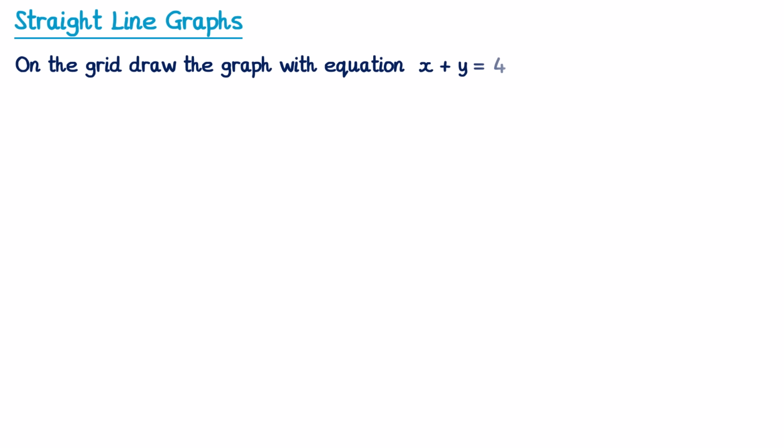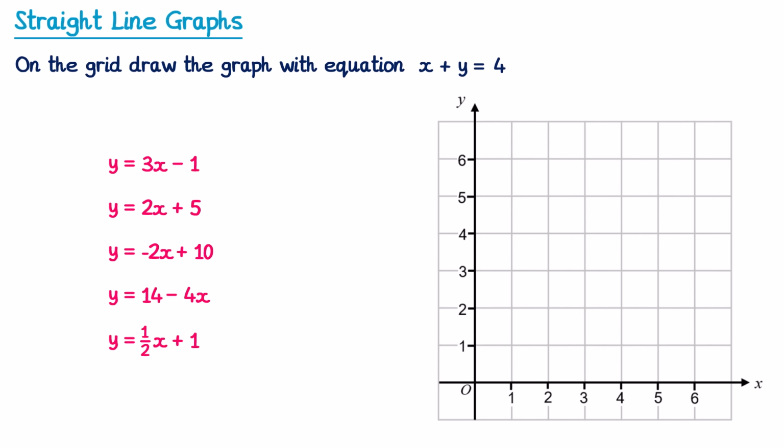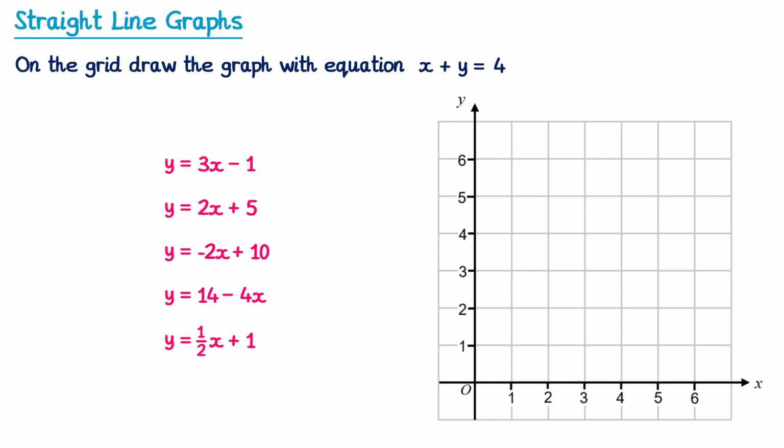For the final part of this video, we're going to look at how you draw some graphs that are in a slightly different format. So let's have a look at the graph with equation x plus y equals 4. If we look at the graphs we've drawn so far in this video, you can see they have something in common. They all start with y equals. That's different to the graph we're going to draw. Our graph is x plus y equals. This means we're going to use a different technique.